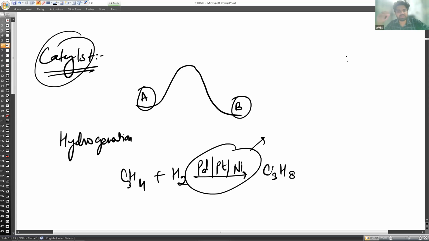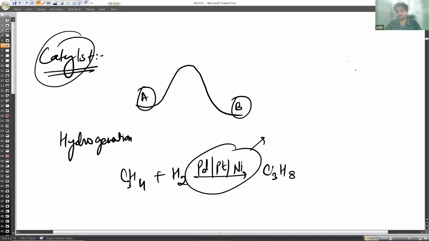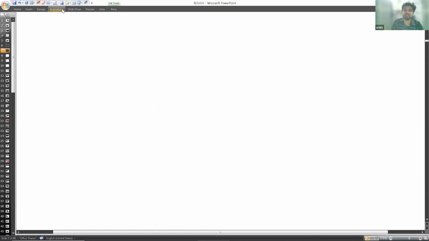Sometimes a catalyst decreases the activation energy. This is the main activation energy: if substance A wants to convert into B, it has to pass over this barrier. But catalysts lower the energy required. A catalyst speeds up the reaction by lowering the activation energy.